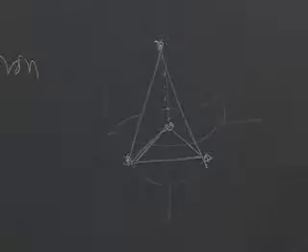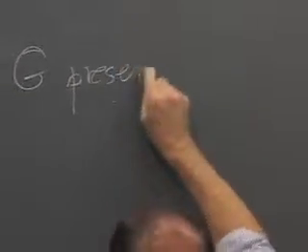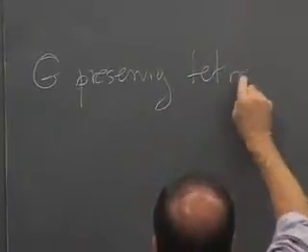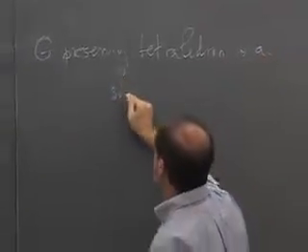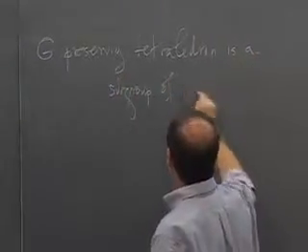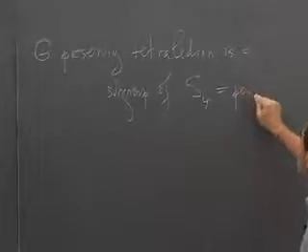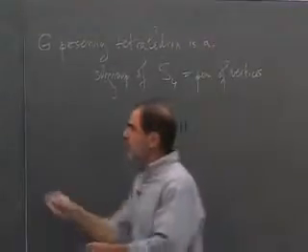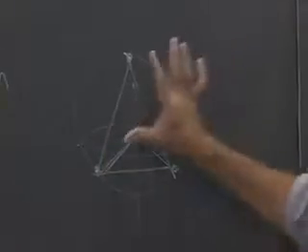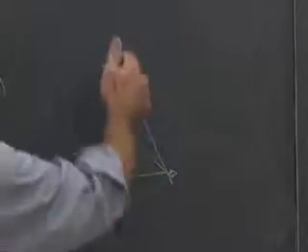So I claim that the G preserving the tetrahedron is a subgroup of S4, namely the permutations of the vertices. It may not be possible to realize every permutation of the vertices from a rotation in 3 space, but if a rotation in 3 space takes the tetrahedron into itself, it takes the vertices to the vertices, and that completely determines the rotation. Once I know where these 4 points go, I know the rotation.